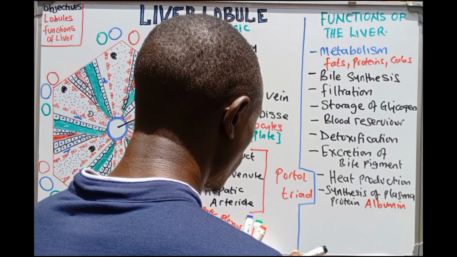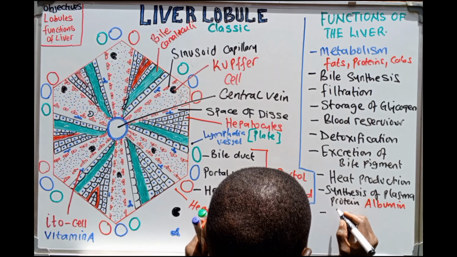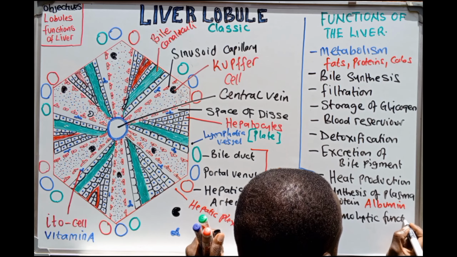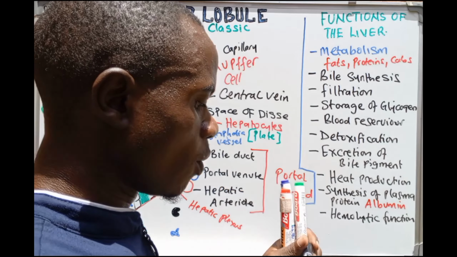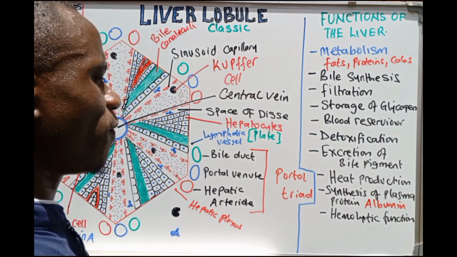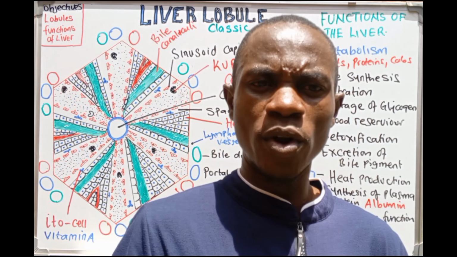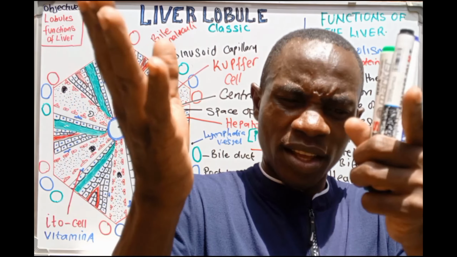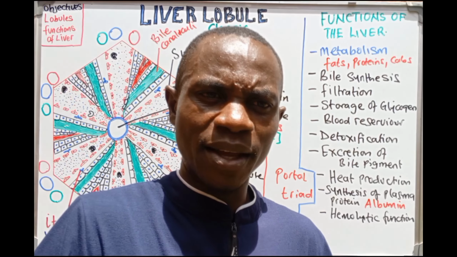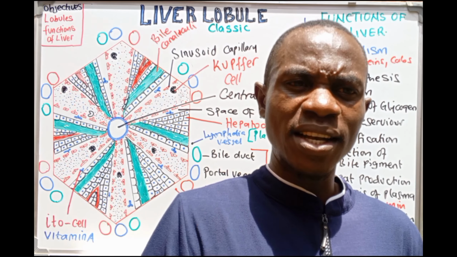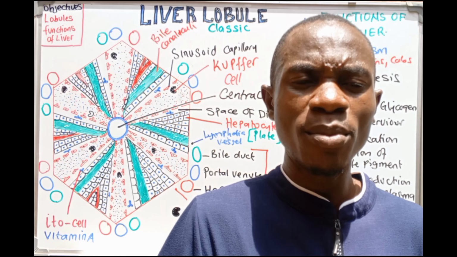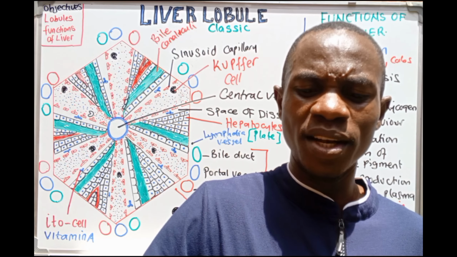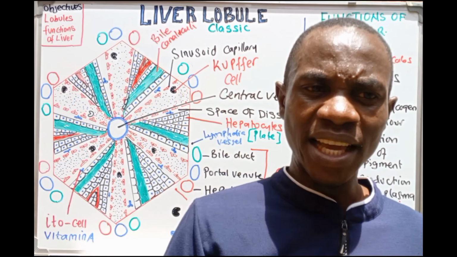So now another function of the liver is what we call hemolytic function. When we talk of hemolytic function, we say that the Kupffer cells can break down worn out red blood cells. I don't want to go into the whole process, but the Kupffer cells are going to be breaking down red blood cells into hemoglobin. Now, the hemoglobin is going to split into heme and globin. The globin is a protein which can get recycled for use.